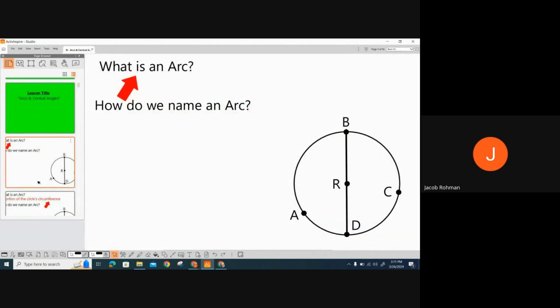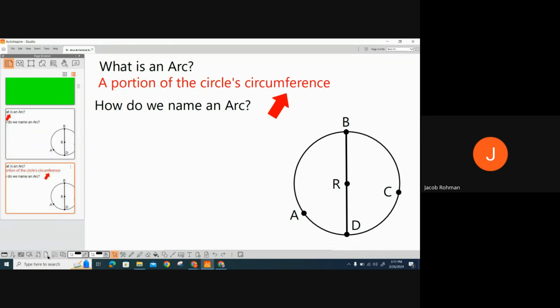So first question is, what is an arc? Well, an arc is simply a portion of the circle's circumference. And remember, the circumference is the distance around the circle. And then secondly, how do we name an arc?